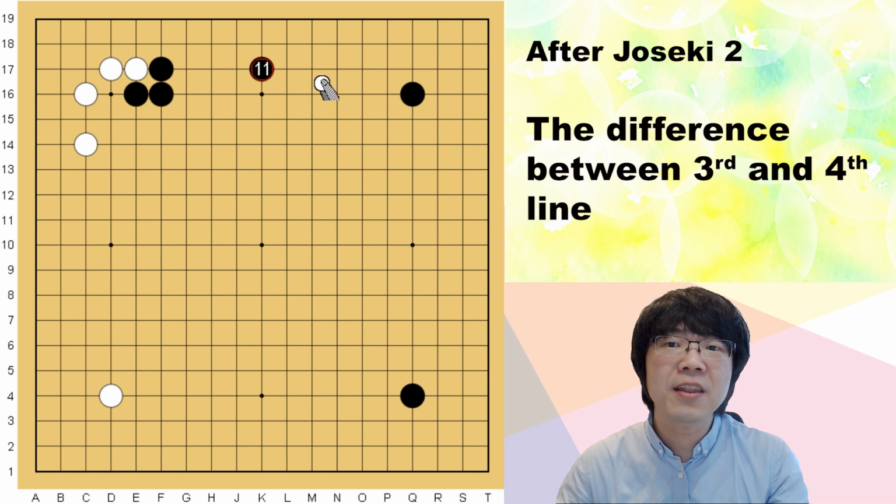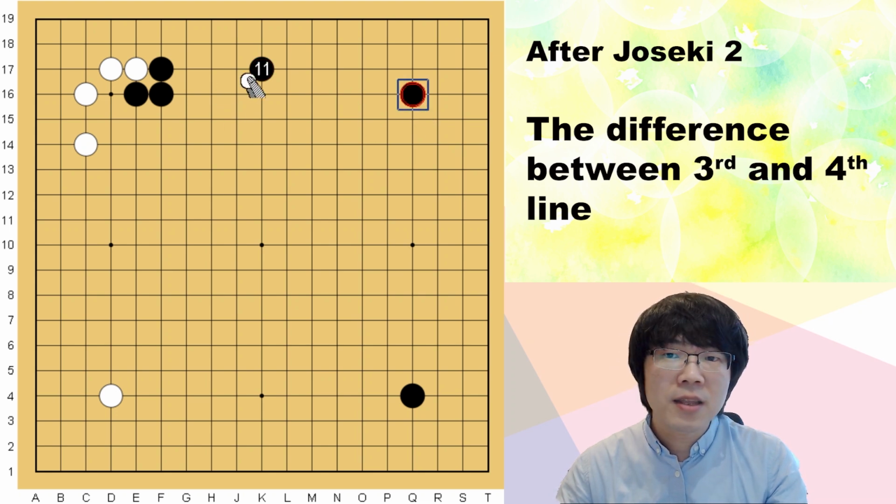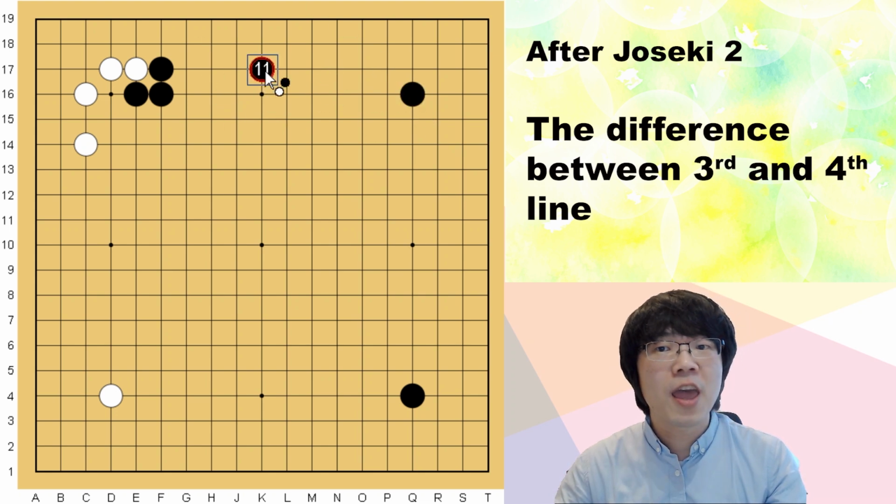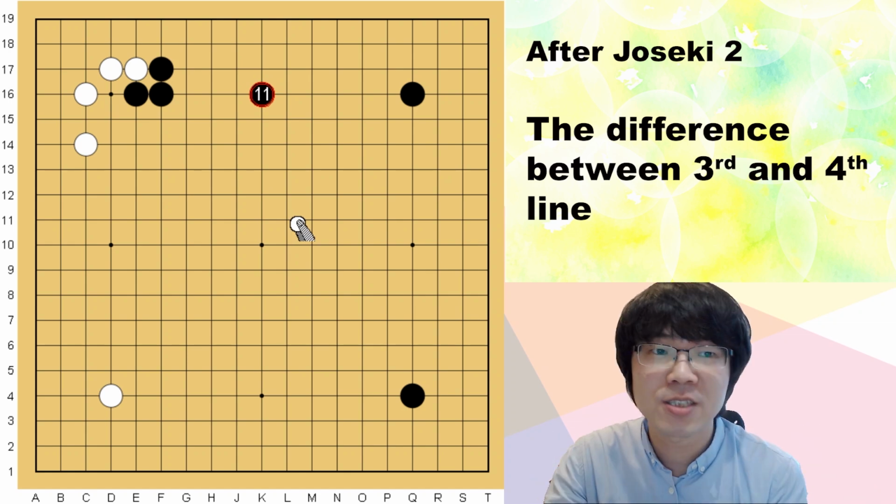So if you are handling it with your friend, then this can be the territory style, and the fourth line can be the influence style.